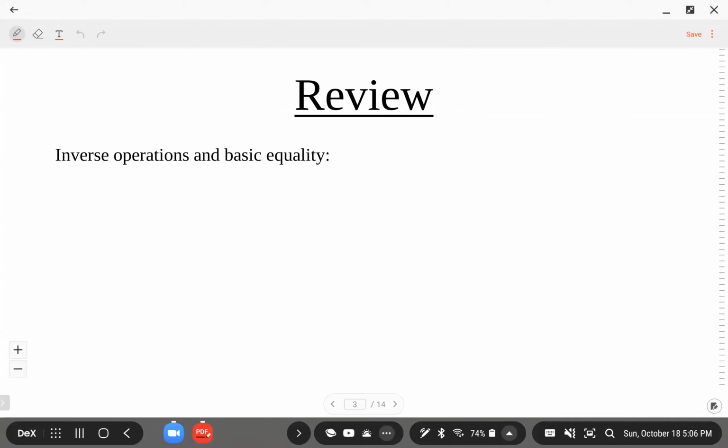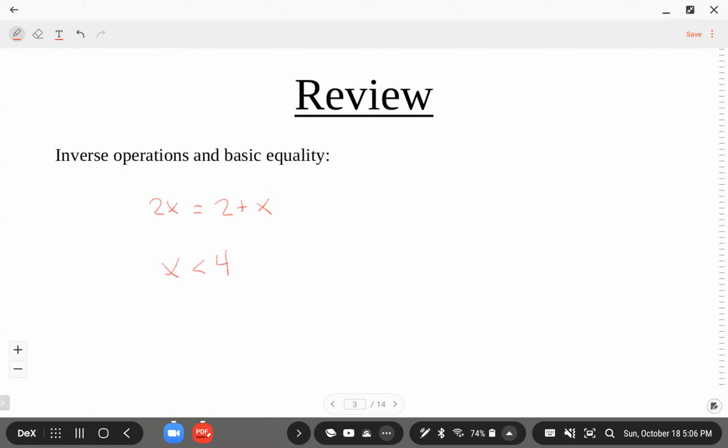So first, I'm going to go over inverse operations and basic equality. These qualities are essential for solving linear equations. Okay, so here's this very simple linear equation, okay? Very simple. Now, you might ask, why do we need to go over equations when we're solving inequalities, right?